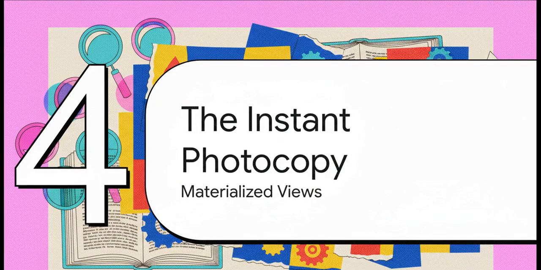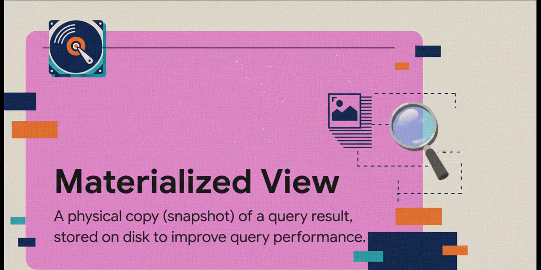Okay, so up to this point, our views have been these live lenses. But what if looking through that lens and piecing together information from 6 different chapters every single time is just too slow? For that, we need a completely different tool. Let's talk about the instant photocopy. This is what we call a materialized view.